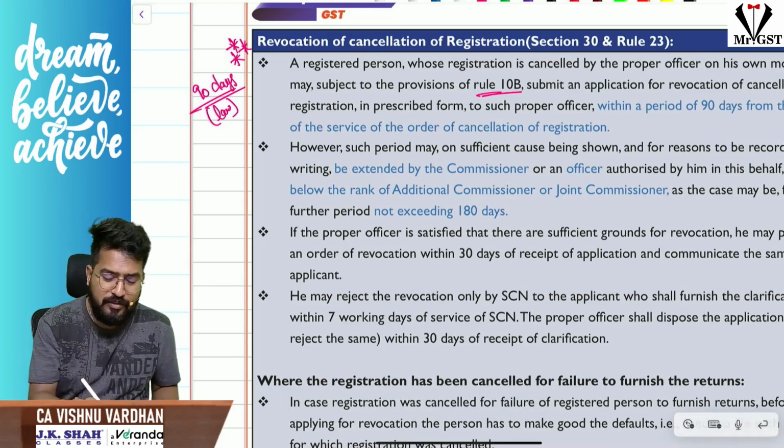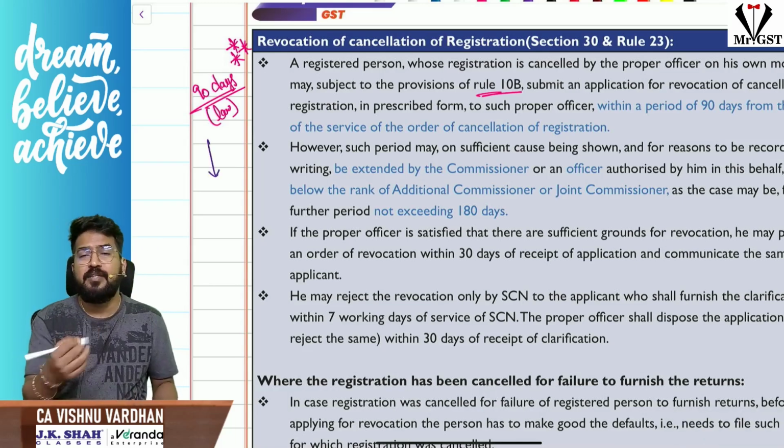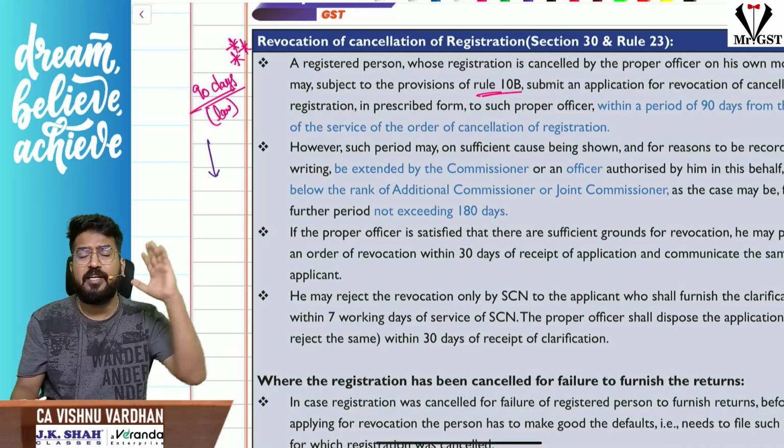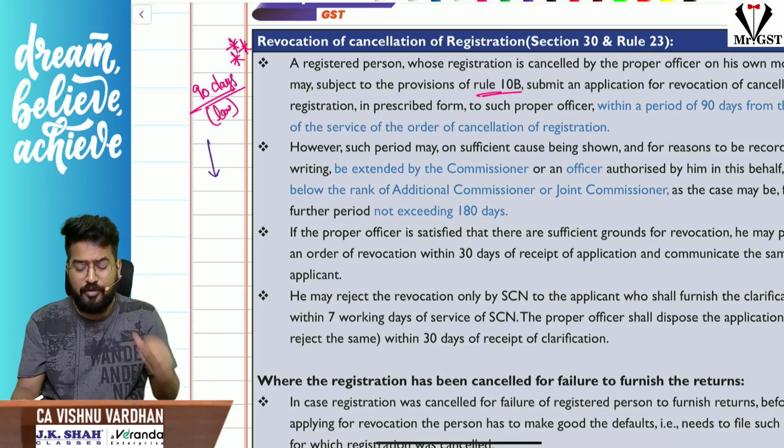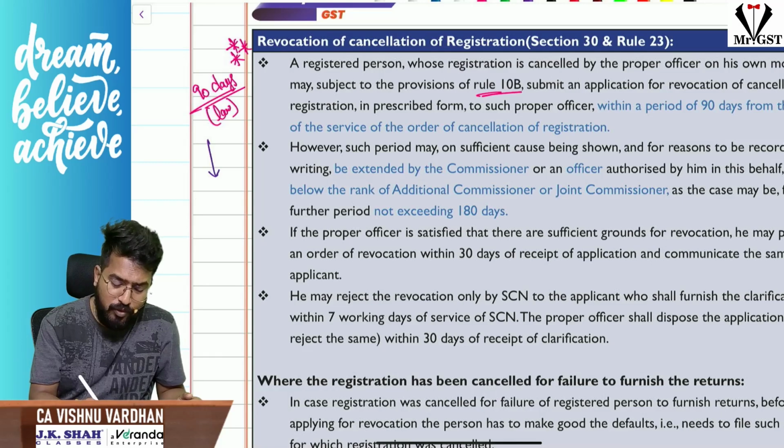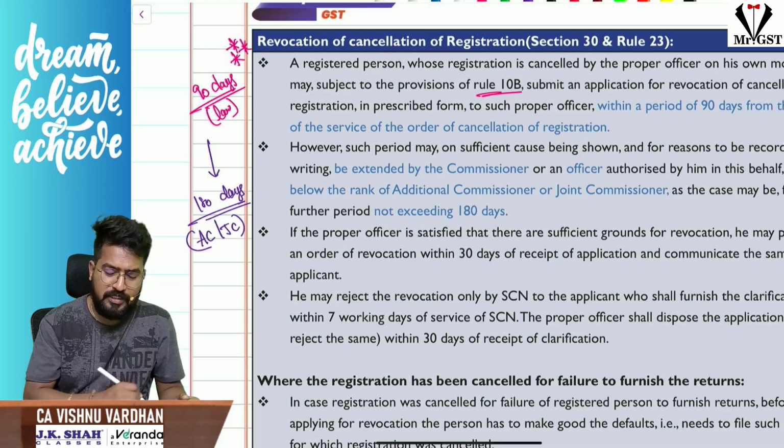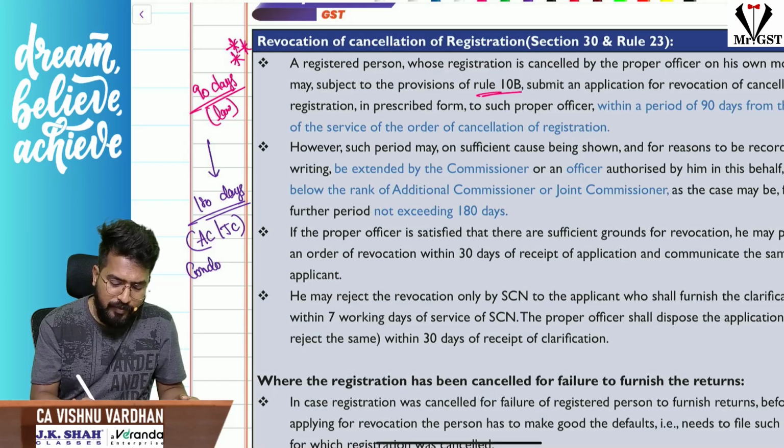Okay, sir, 90 days are over, but I did not apply, sir. There were some family problems or health related issues, etc. So we did not apply, sir. What should I do? You can go to the additional commissioner or joint commissioner. They can condone the delay. The AC or JC, additional commissioner or joint commissioner, can condone the delay for a further period of 180 days.